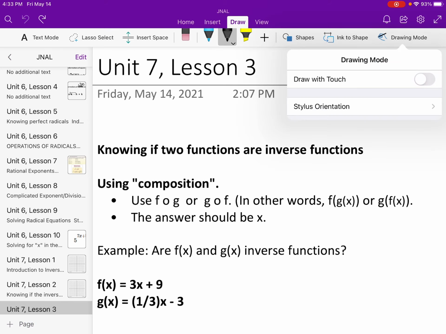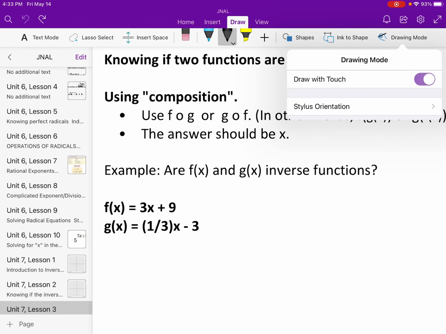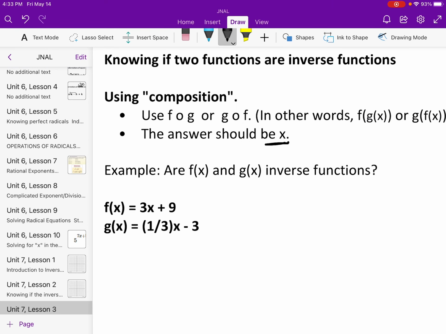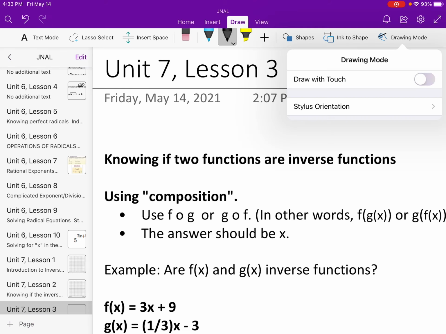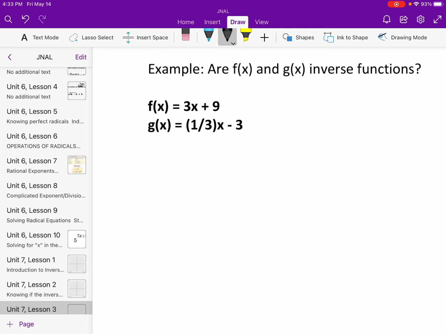So that's how you can know if they're inverse. If they are inverse, then once you do that, the answer would be x. If it's not x, then they're not inverse functions. So let's see, are f of x and g of x inverse functions? So let's do that.